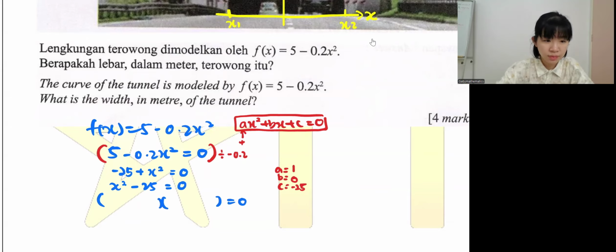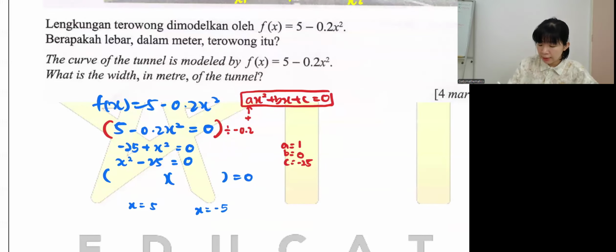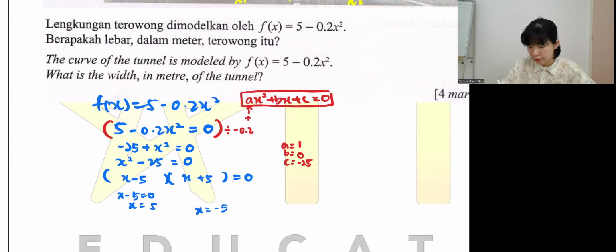How much? x1, x2. Okay, A is 1, B is 0, C is negative 25. Okay, so your x1, did you all get 5? The other one, do you get negative 5? Yes. Okay, got this right? Okay, so we fill in into the bracket. So x minus 5, so x minus 5 equals 0. So if it's negative, x plus 5. So x plus 5 equals 0. Okay, so now we got both x1, x2.